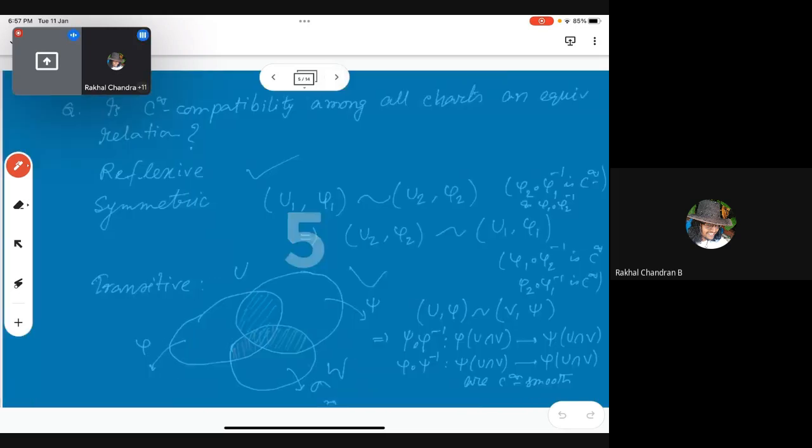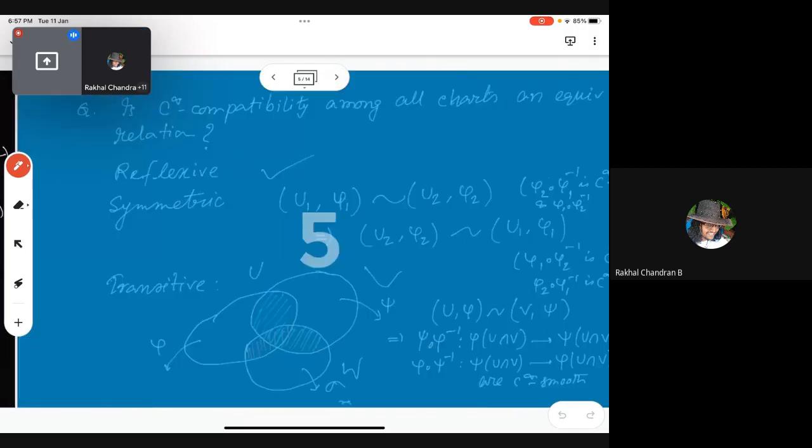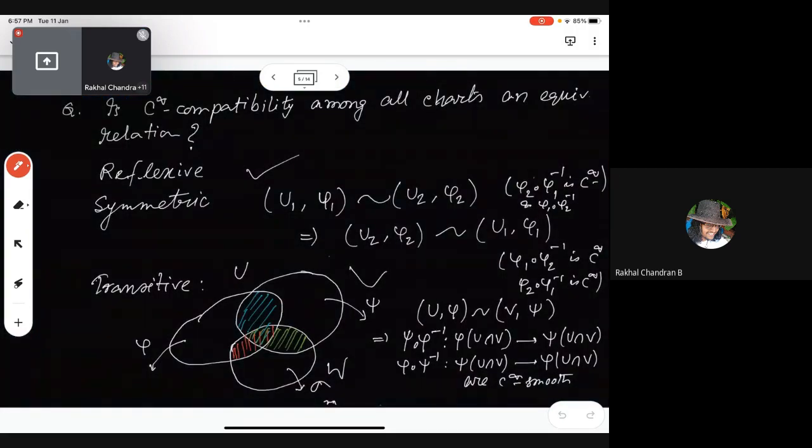Sir, a question. Given an atlas, would a maximal atlas always exist? Yes, it does exist, and the proof is very simple. You can guess. What would be the proof? You fix an atlas and look at all the charts which are compatible with that atlas. You have already taken the whole collection of compatible charts, so you don't have any more.